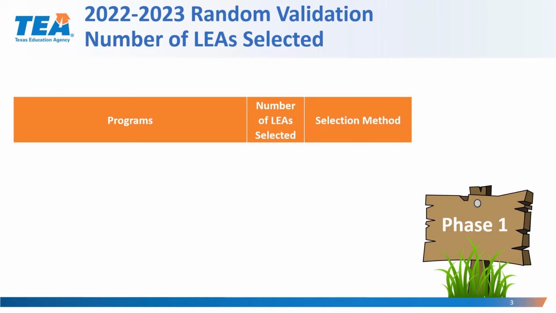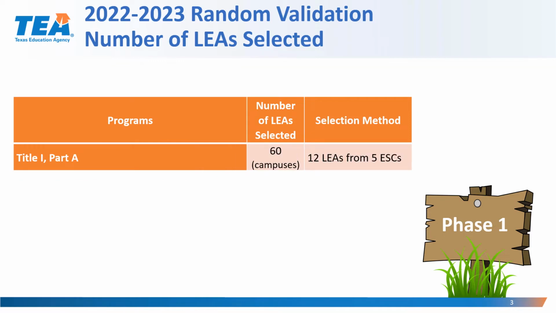We will now take a look at the number of LEAs selected to participate in the Phase 1 process. For the Title I Part A program, 60 LEAs have been selected, and from those 60 LEAs, one campus per LEA has also been selected for the documentation submission. The selection method includes 12 LEAs being selected from 5 different educational service centers.